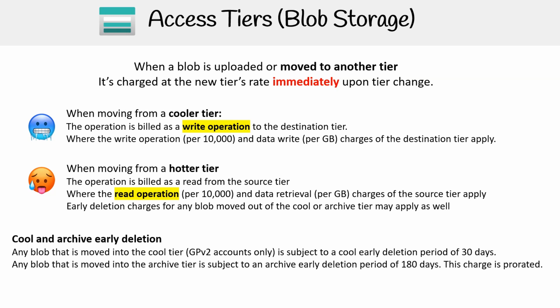Cool and archive early deletion: any blob that is moved into the cool tier is subject to a cool early deletion period of 30 days. Any blob that is moved into the archive tier is subject to an archive early deletion period of 180 days. This charge is prorated. So that's a more in-depth look into the access tiers for blob storage.